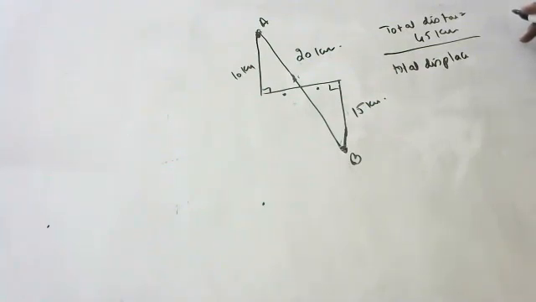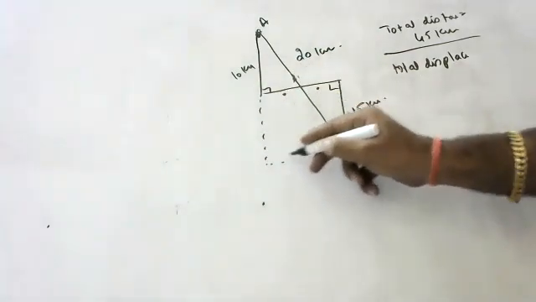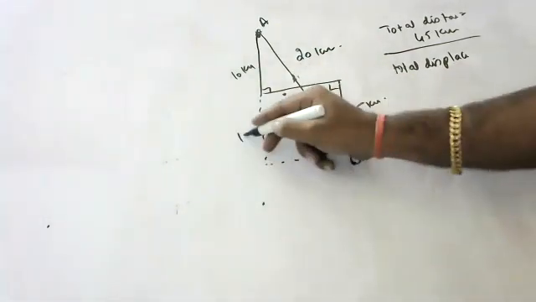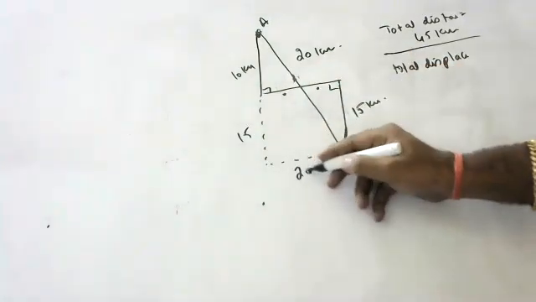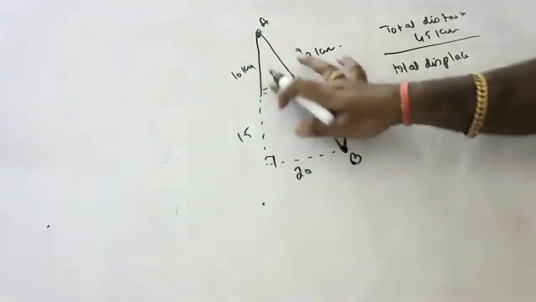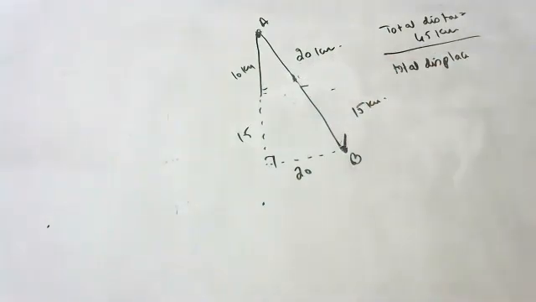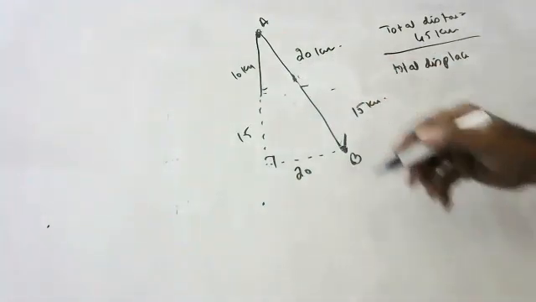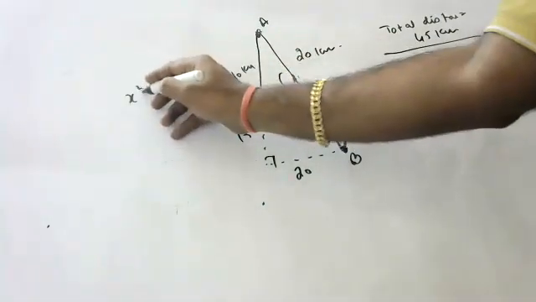Yes, sir. Sir, we should draw the 15 kilometers this side also, sir. Yes, this side also. This is 15, this is also 15. This is 20, this is also 20. Now forget about this, children. Now you apply Pythagoras theorem. 10 plus 15, 25, sir. 25 square plus 20 square is equal to x square.